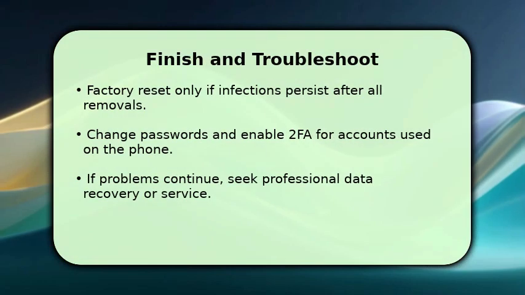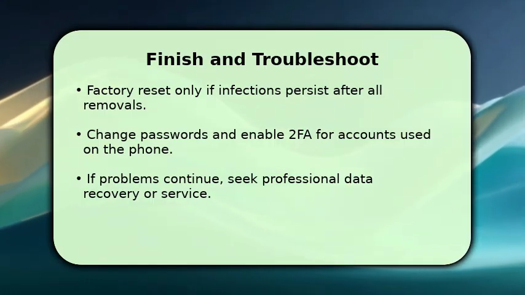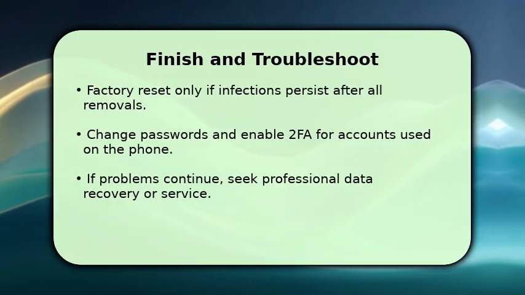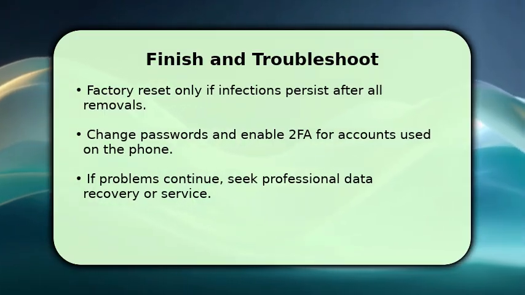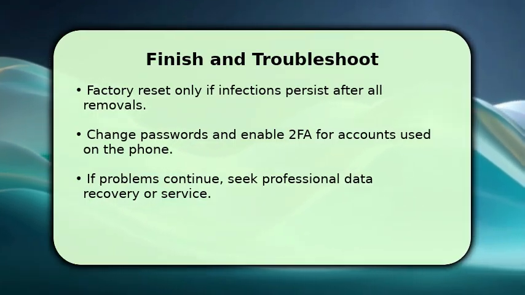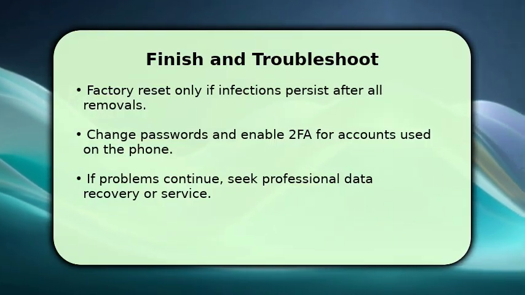If problems persist after uninstalling and rescanning, back up fresh files and perform a factory reset. This removes persistent system-level infections. After reset, restore only clean backups and reinstall apps from Play Store. Change all account passwords and enable two-step verification to prevent reinfection.